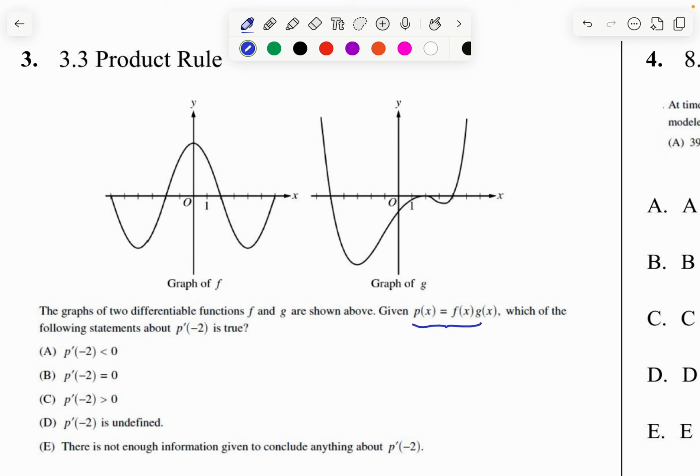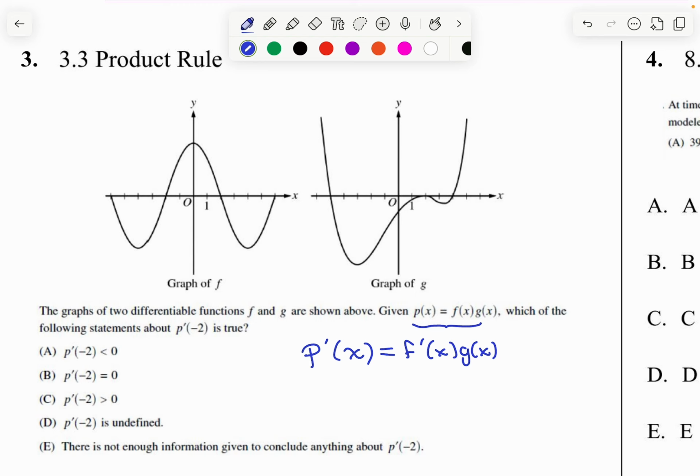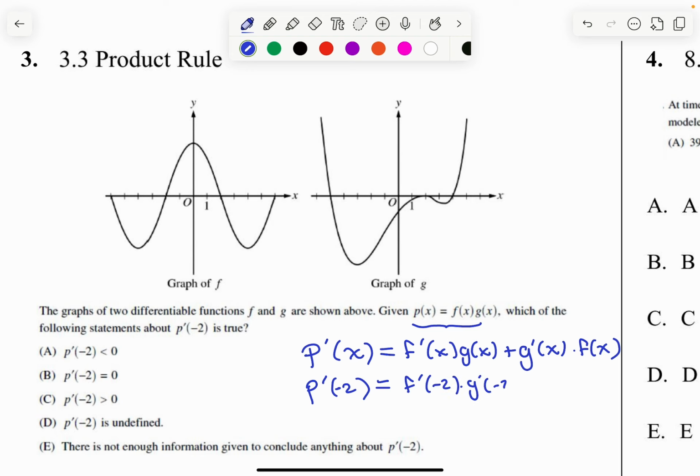We need to find p prime of x first, and that just requires the product rule. So that would be f prime of x times g of x plus g prime of x times f of x. So therefore p prime of negative 2 would be f prime of negative 2 times g of negative 2, not g prime, g of negative 2, plus g prime of negative 2 times f of negative 2.